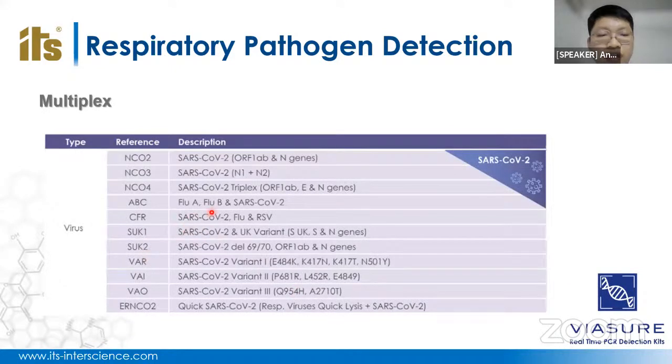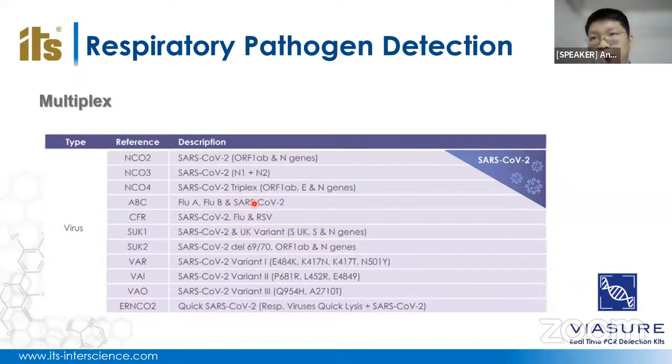And then we also have kits for SARS-CoV-2. Currently it is a SARS-CoV-2 pandemic. So we have the kit for SARS-CoV-2 detection, and there is variant detection. We also provide a combination of SARS-CoV-2, flu, and RSV, because some labs want to differentiate.